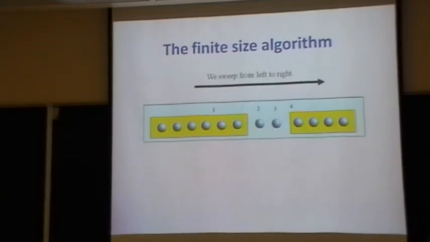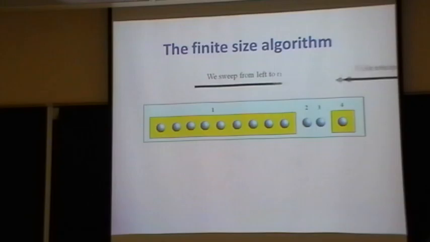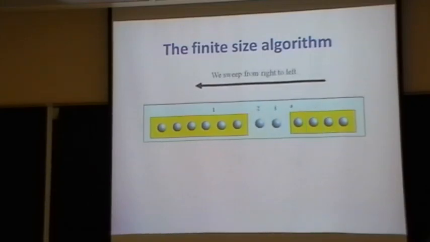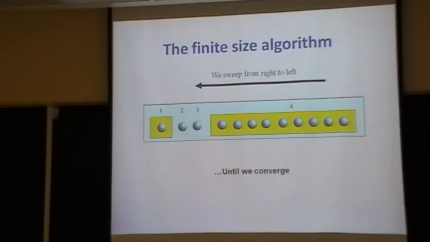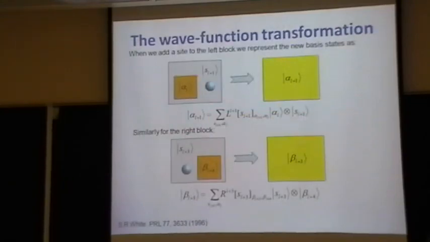So what we do is we sweep from left to right, and then we sweep from right to left. This gives you sort of an optimization scheme to improve your basis. It's kind of a self-consistent iteration. And at each step in this process, you optimize the basis. So now I want to talk about the wave function transformation. That's the basic DMRG algorithm.